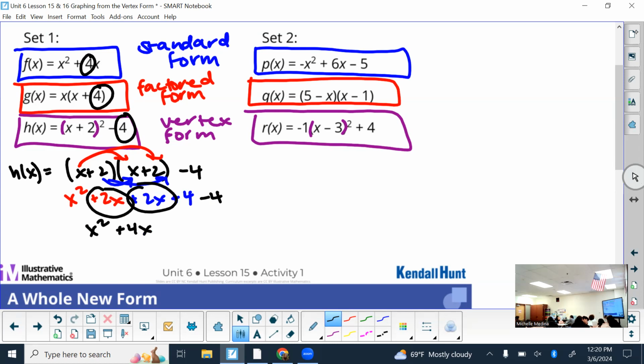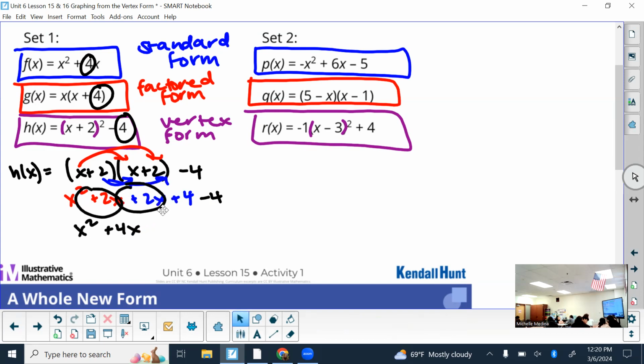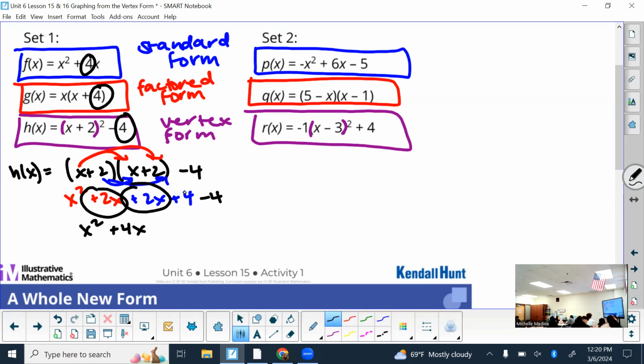And then I have these single numbers over here. What is 4 plus -4? So that actually ends up canceling out. That's why our standard form was just x squared plus 4x.